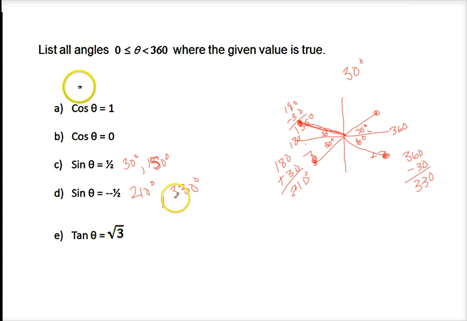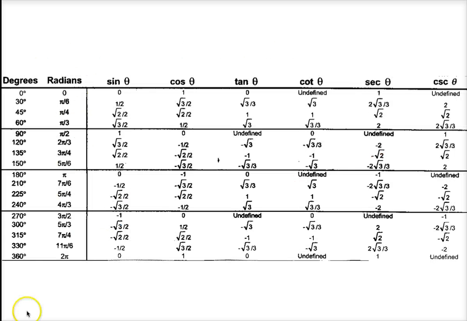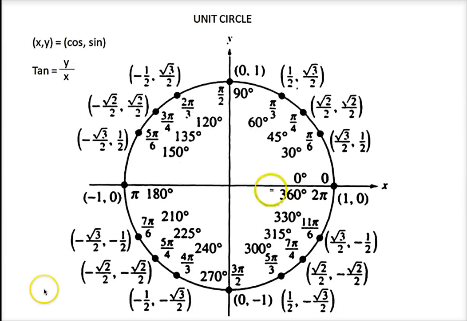And we can check our answers with our chart. Where is sine negative 1/2? Right here, which was 210. And right here, which was 330, just like we discovered. You can do the same with your unit circle. Where is it negative 1/2? Where is the y value negative 1/2? Here at 210, and again here at 330.